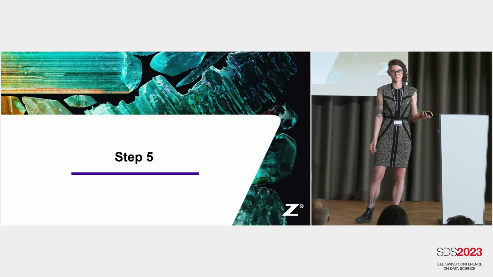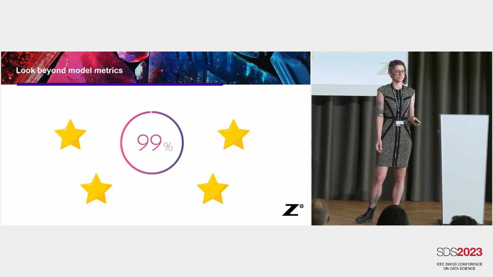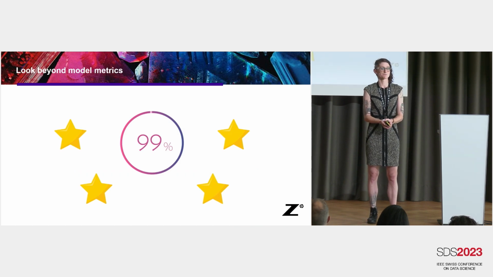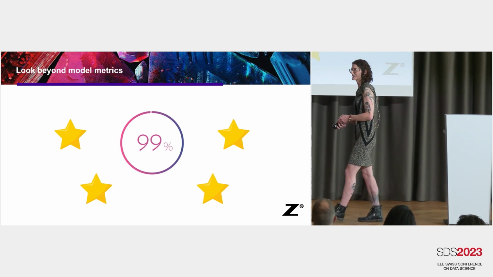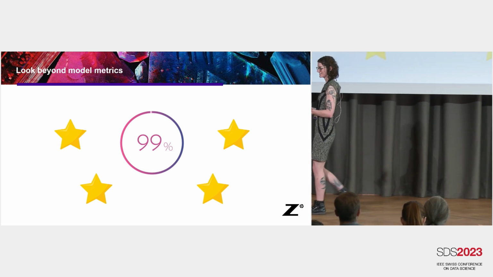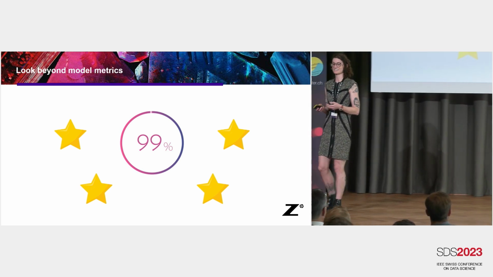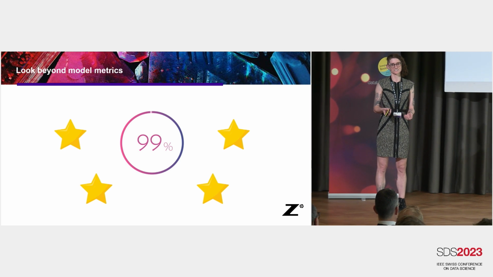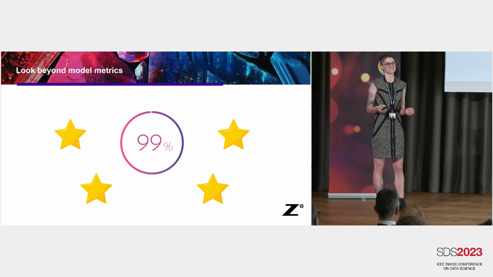Moving on to step 5, look beyond the model metrics and consider your average use case across your different groups of interest. So I actually think that improving modeling metrics can be a bit like Mario Kart. So hear me out on this.